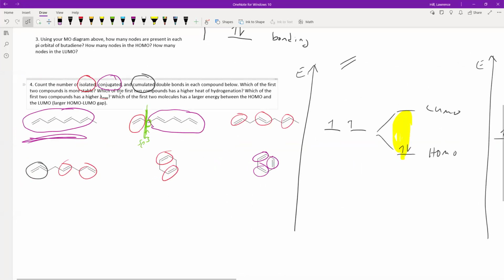So which of the first two molecules has a larger energy between the HOMO and LUMO, a larger HOMO-LUMO gap? This molecule has the larger HOMO-LUMO gap. So larger energy between HOMO and LUMO, it's this one, not the one on the left, because it has a smaller conjugation length, or a shorter conjugation length. Finally, which of the first two compounds has a higher lambda max? Lambda max refers to UV-vis spectroscopy. In UV-vis spectroscopy, you'll get plots that look something like this.